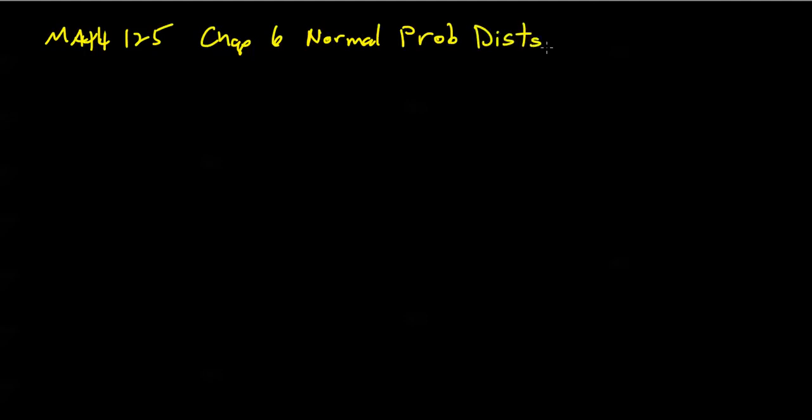Alright, Math 125, Statistics. Today we're going to start talking about Chapter 6. Chapter 6 is entitled Normal Probability Distributions. I'll abbreviate it just to save time. And Section 6.2, which we're going to talk about today, is standard normal distribution.